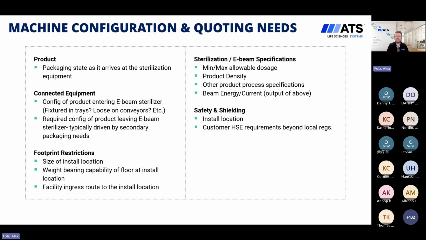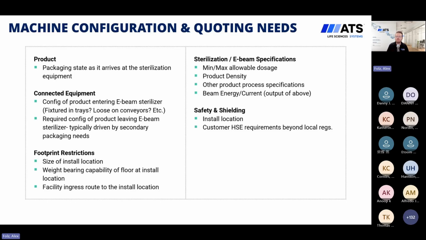More process-wise, right, we're ideally looking for minimum and maximum allowable dosage, right? In the absence of that, again, we'll target that 25 kilogram minimum with a dose uniformity ratio of 2. Happy to look at some of the other process requirements that you have, and collaborate on that with you. Product density, other product process specifications, any pull forces, leak tests, just things that could potentially be changed by the sterilization process. We prefer to know that up front.